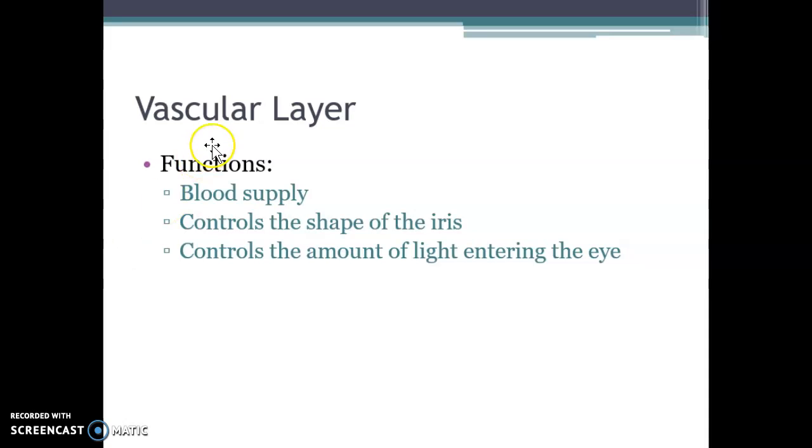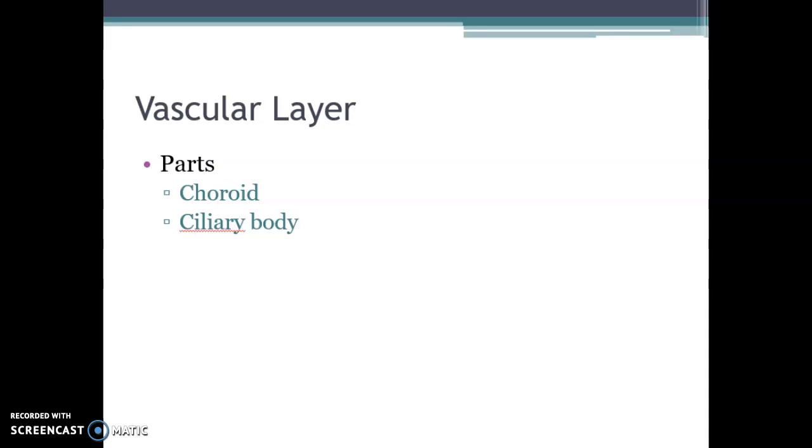The vascular layer of the eye, when you hear the term vascular, we should be thinking something related to blood, something related to oxygen. And the vascular layer has functions related just to that. It provides a blood supply to the eye, but it also controls the shape of the iris and the amount of light that is able to enter the eye. We will elaborate more on each of these three functions on the next few slides. So to first start, the parts of the vascular layer include both the choroid and ciliary body. So let's look first at the choroid.